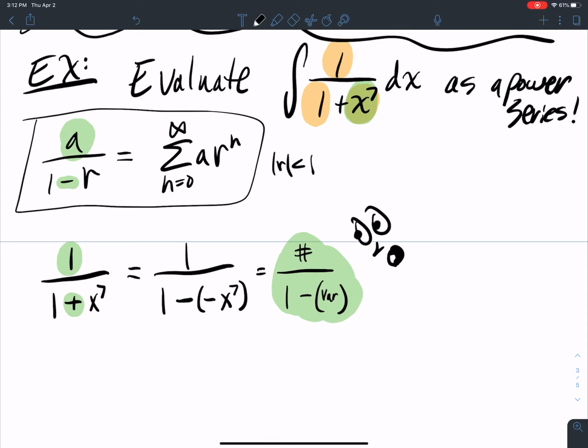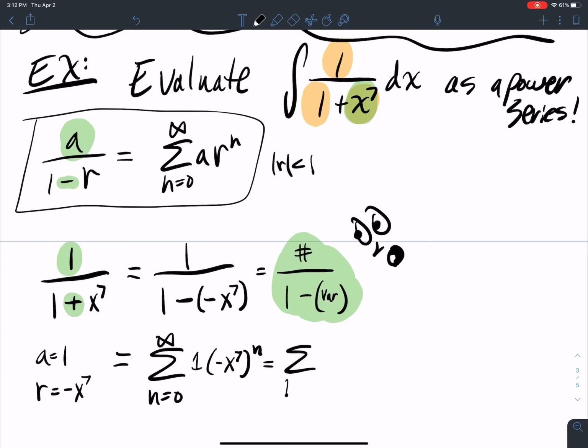Wow. Okay, you want it to look just like that. So what's going to happen here if it looks just like that? The series a here, a is equal to 1, and r here is equal to negative x to the 7th. So we have 1 and then negative x to the 7th raised to the n. So what does this look like when I do some algebra here?